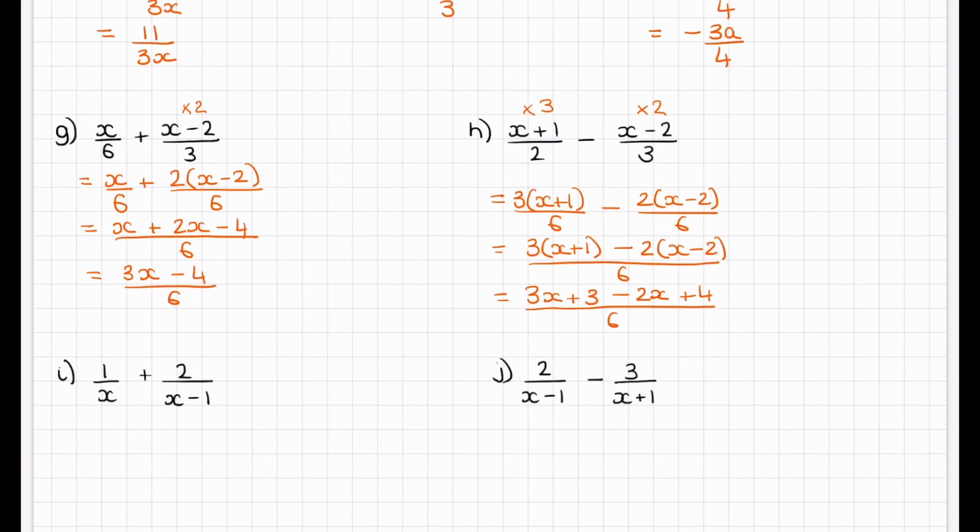And then we've got 3x plus 3 minus 2x plus 4. So we'll have 3x minus 2x, which will just give us x. 3 plus 4 is 7, and then all that over 6.